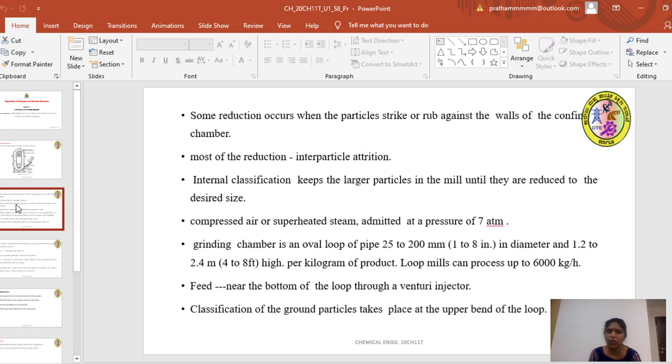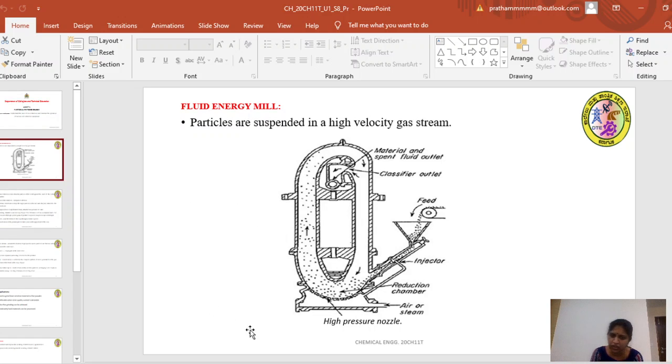They rub against the walls of the confined chamber because of the high pressure compressed air or superheated steam. So reduction happens because the particles hit each other, and also because the particles hit the container walls. This is how the reduction takes place.